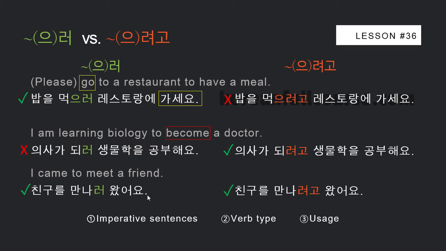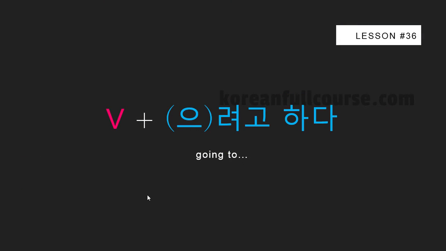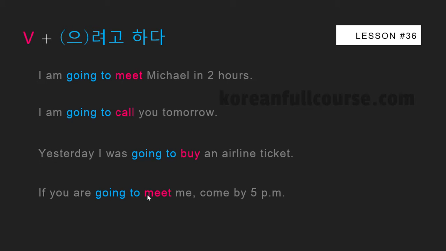Well, I know that the difference doesn't seem clear enough. What you can do is, whenever you use a verb of motion in the second part of the sentence, use 으러. And if it's another verb, then use 으려고. There is one thing I want to draw your attention to. When 으려고 is followed by a verb 하다, it has a meaning of going to do something. Pause the video and try to translate the sentences.